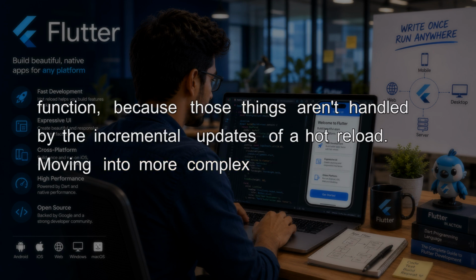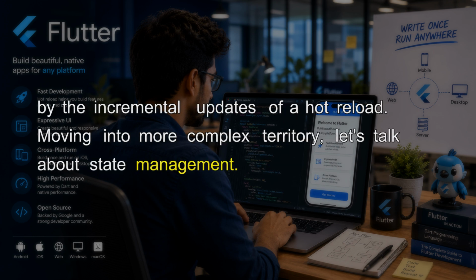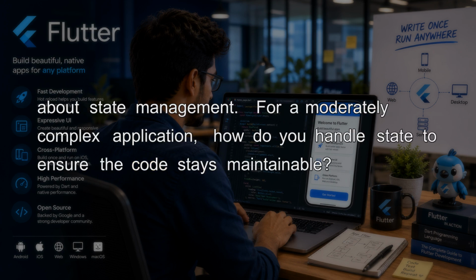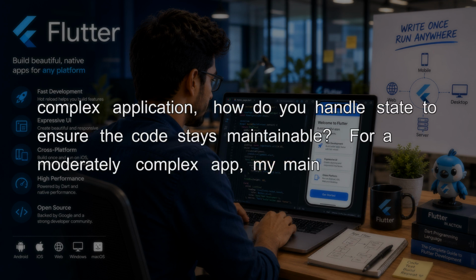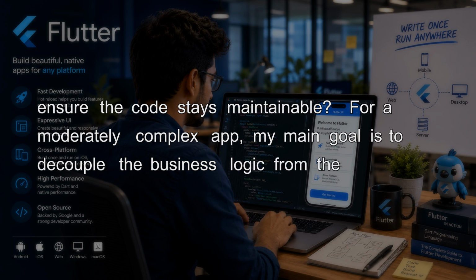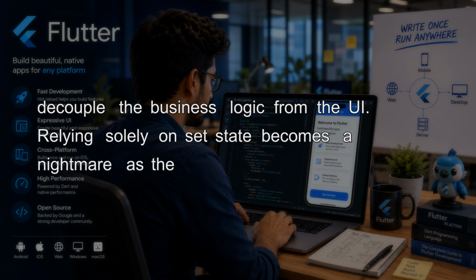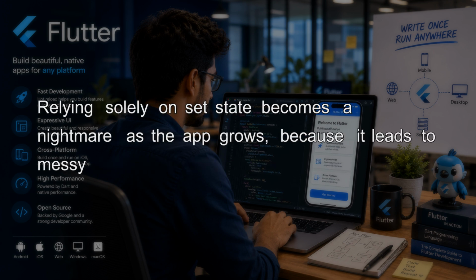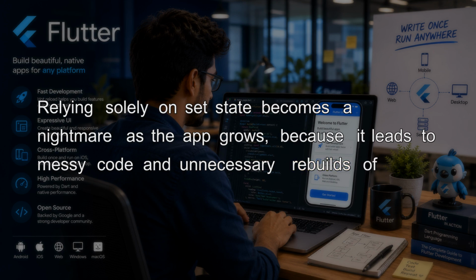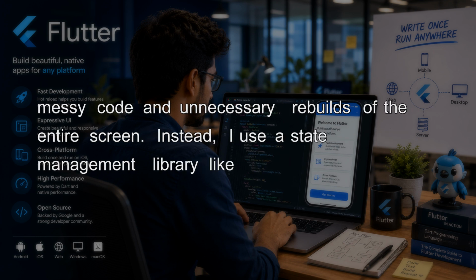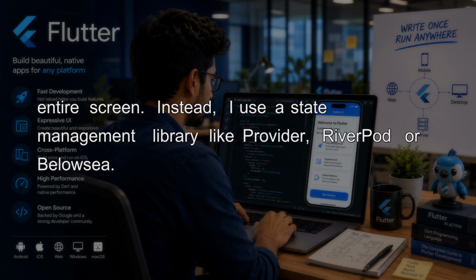Moving into more complex territory, let's talk about state management. For a moderately complex application, how do you handle state to ensure the code stays maintainable? For a moderately complex app, my main goal is to decouple the business logic from the UI. Relying solely on setState becomes a nightmare as the app grows, because it leads to messy code and unnecessary rebuilds of the entire screen. Instead, I use a state management library like Provider, Riverpod, or BLoC.